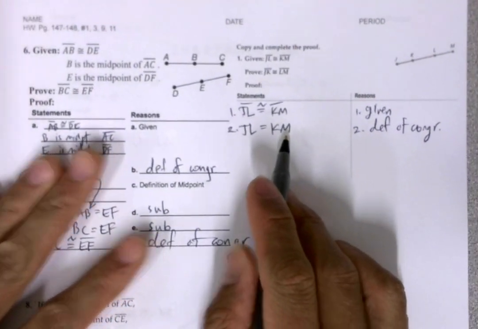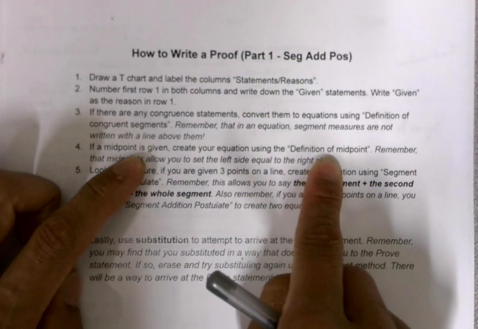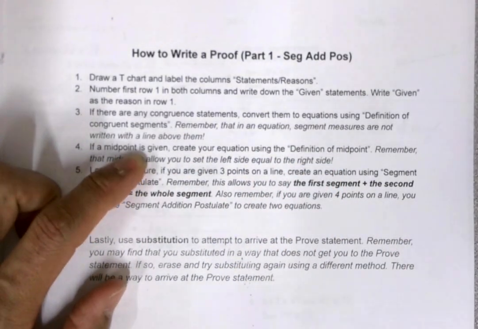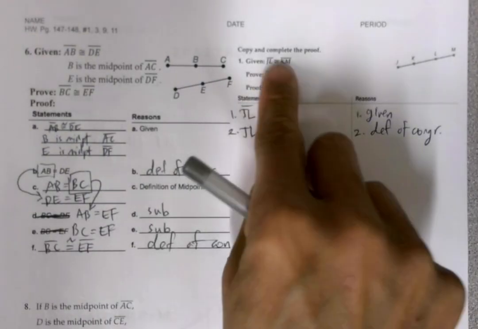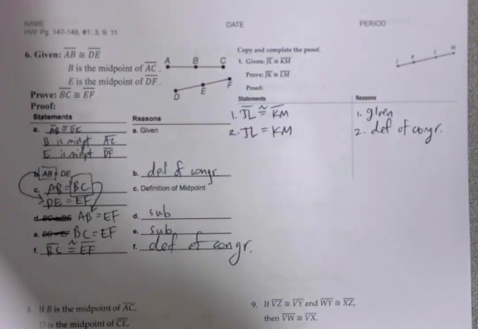Okay, so what's our next step? The next step is, if any midpoints are given, then we use the definition of midpoint to turn those into equations. But we are not given any midpoints. Right here, are we given any midpoints? No, we're not given any midpoints, so we skip that step.